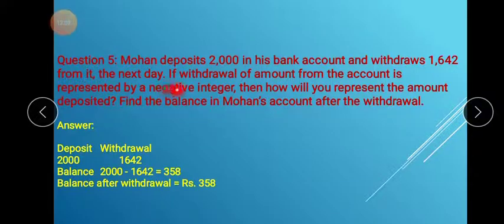If withdrawal of amount from the account is represented by a negative integer, then how you will represent the amount deposited? Find the balance of Mohan account after the withdrawal. So the question is, if the withdrawal, that means this 1642, if it is minus, then how much money will be left in his account? So how much he has deposited? 2000. How much he has taken out? 1642. So what is the balance?